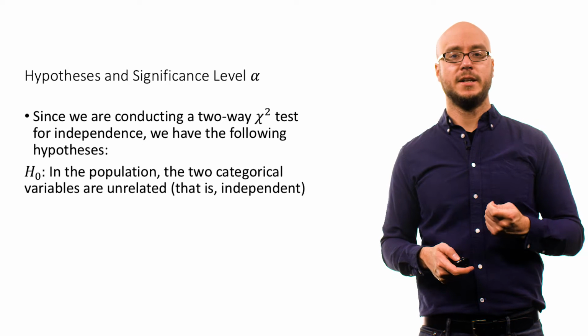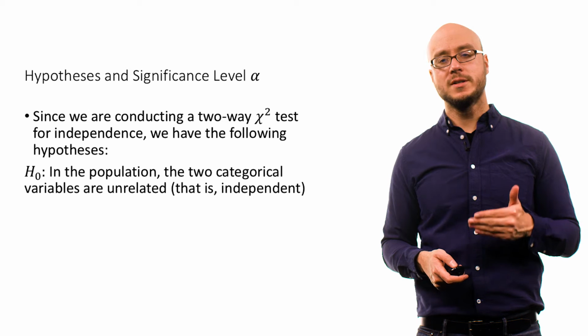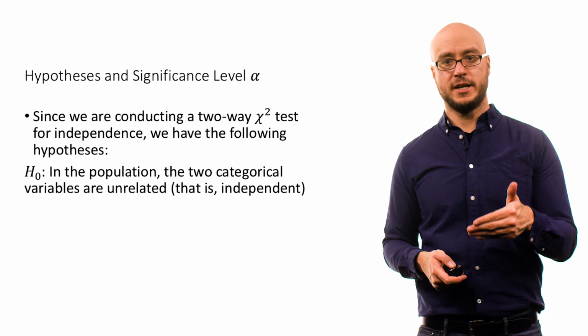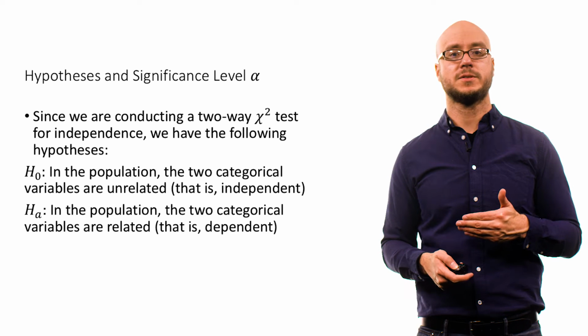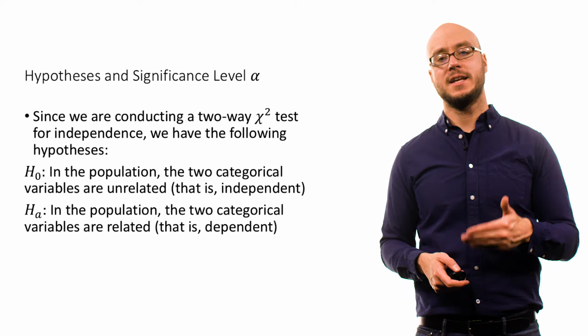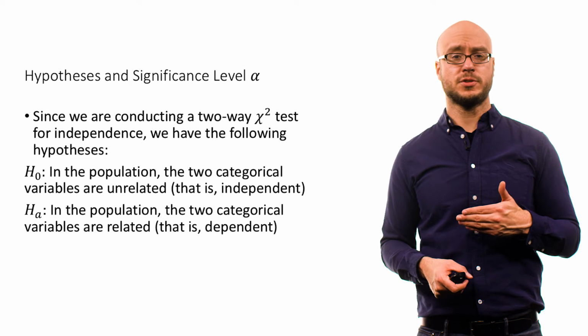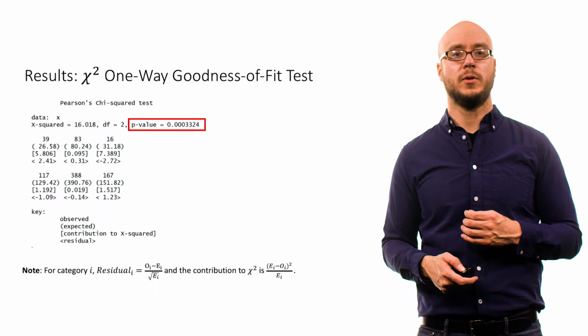Since we're conducting a two-way chi-square test for independence, we have the following hypotheses. The null is that in the population, people's views of Wall Street executives and social class are unrelated. They're independent. These two categorical variables are not related. The alternative is that in the population, people's views of Wall Street executives and their social class are in fact related. They are dependent. By convention, we're going to set alpha to 0.05.